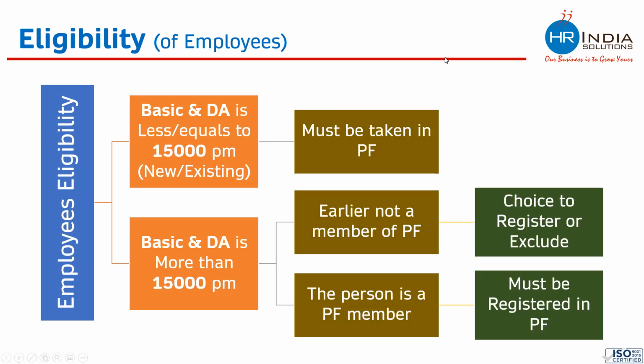All right. So we were discussing the eligibility of the employees. All those employees whose basic DA is less than or equal to 15,000 per month, by default, need to be registered under PF. For those earning more than 15,000 per month basic DA, there is a choice. You need to first check whether the employee was earlier a member of PF or not. If he was not a member of PF earlier, then there is a choice to register or exclude the person from PF. But if he was earlier a member of PF, then there is no choice, and the employee must be registered under PF. So this is the eligibility criteria for employees.